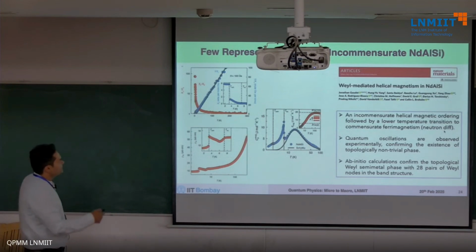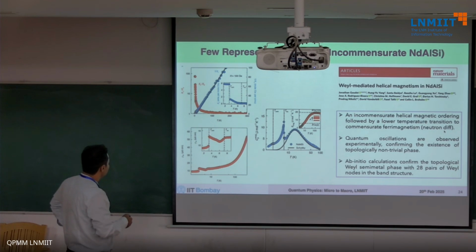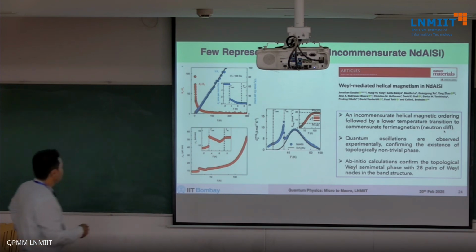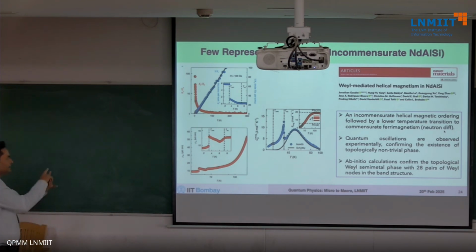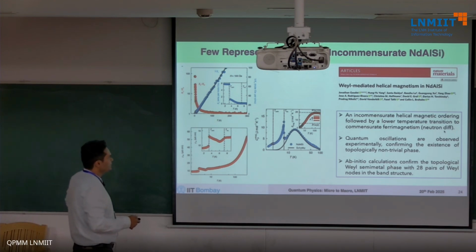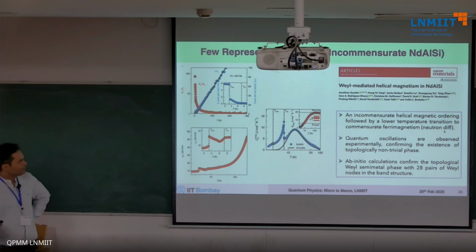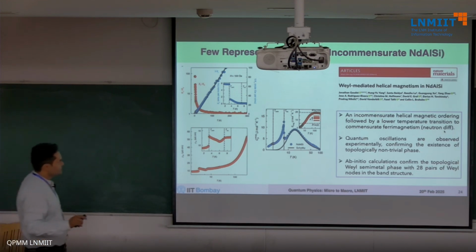Okay, so this is again another example, neodymium aluminum silicide, and people have looked at various kinds of magnetic transition here. One is commensurate magnetic order, the other is incommensurate. But bottom line is that in all of these studies, people have mainly looked at the topological physics of this.